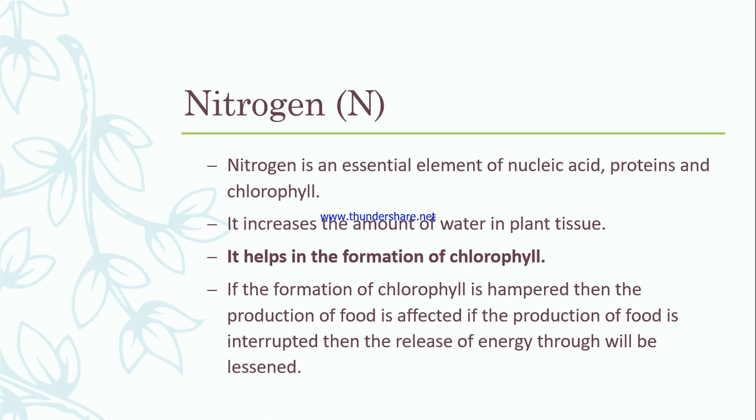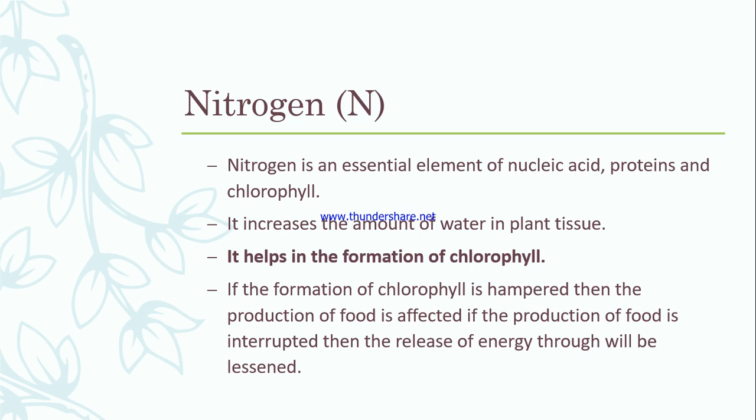Nitrogen actually helps in the formation of chlorophyll, and we know chlorophyll is very important for plants because by using chlorophyll, which is present in the leaf, plants make their food by the process of photosynthesis. So if there is any deficiency of nitrogen, or if there is no formation of chlorophyll, it is going to hamper the production of food in plants.